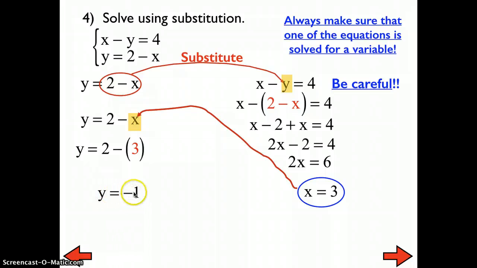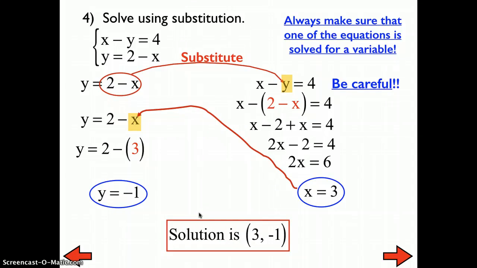So y equals -1. Please recall the answers are written as x comma y, so my solution will be 3 comma -1. Please make sure that you do check your work in your homework assignments, because if you do not, you will not get credit.